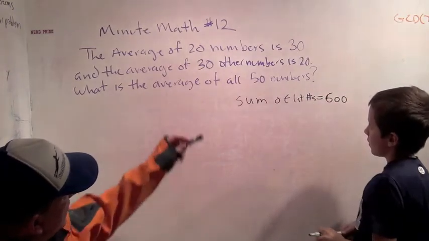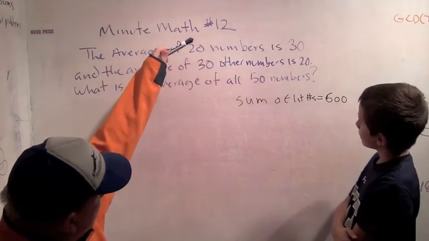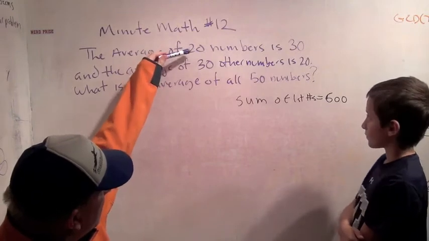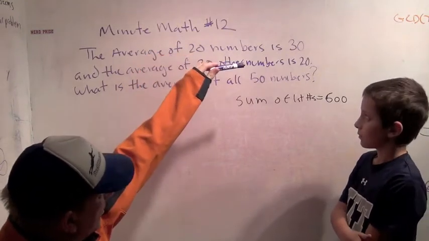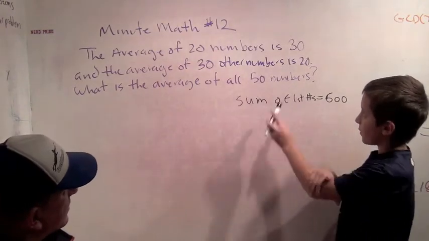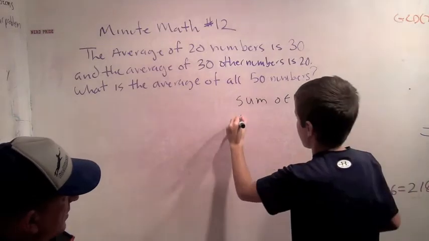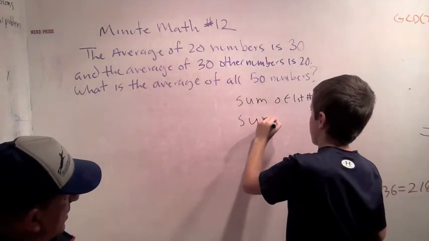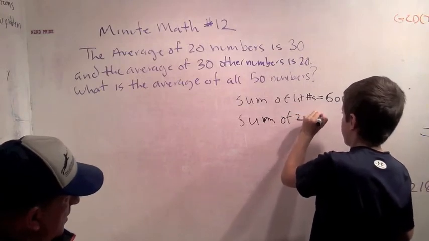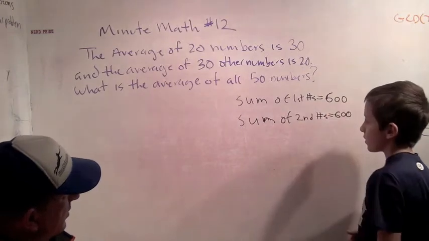Okay, so the sum of the first numbers is 600. For the 20 numbers, their average is 30. So average means add up the numbers, divide by how many you have, so divide by 20, and you get 30. So you're right, the sum of the first numbers is 600. So okay. We can multiply 20 by 30, but that's also 600. Okay, so what does that mean? It means that the sum of the second numbers is 600 as well. Okay, great.